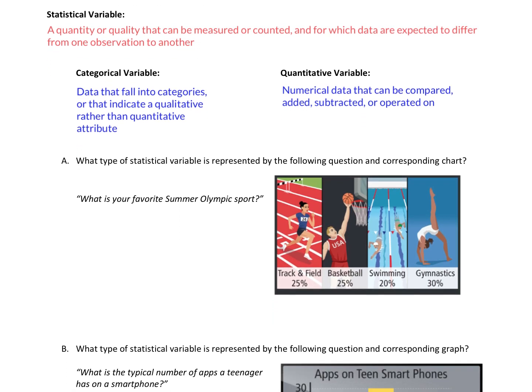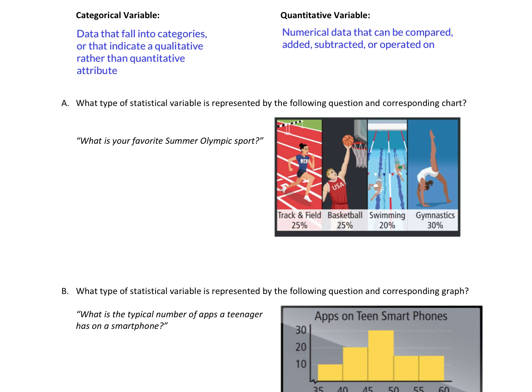Okay, so now let's look at some examples. Part A, what type of statistical variable, categorical or quantitative, is represented by the following question and corresponding chart? Here's the question, what is your favorite summer Olympic sport? And here are the answers or options. We've got track and field, basketball, swimming, gymnastics, and we can see the data on how many people chose each one.